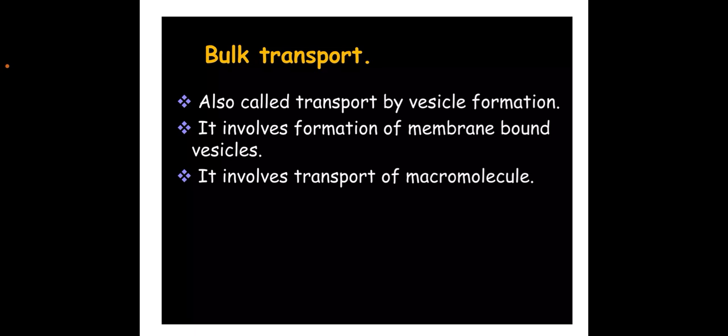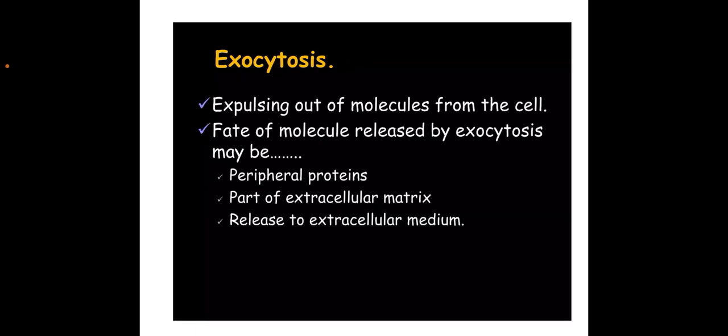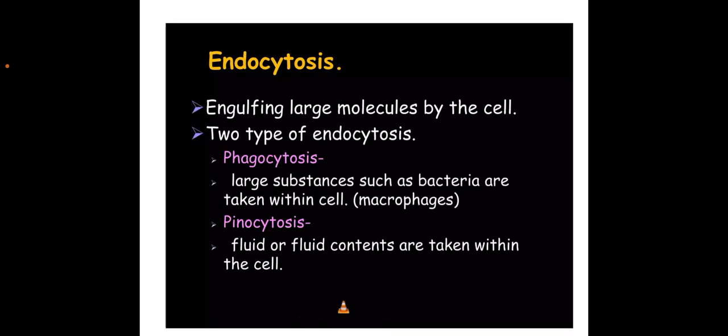Next is bulk transport, also known as transport by vesicle formation. It involves the formation of membrane-bound vesicles. It involves transport of macromolecules. Exocytosis: exo means outside, expelling molecules out of the cell. The fate of molecules released by exocytosis may be peripheral proteins, or part of the external matrix released to the extracellular medium.